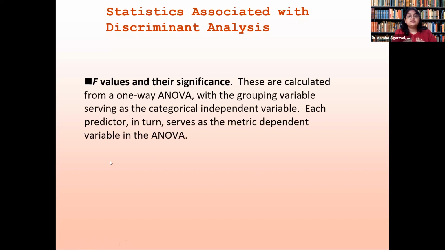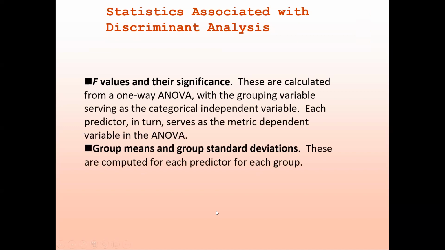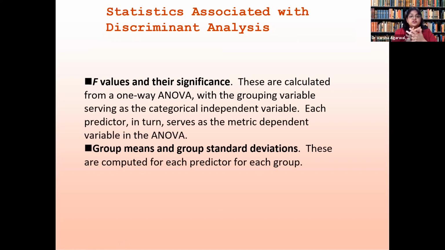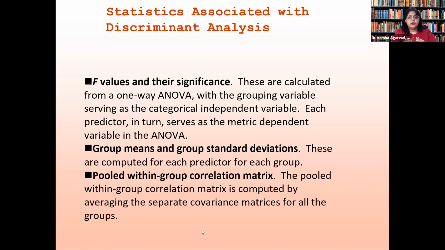So next is F value and their significance. So this is calculated from one-way ANOVA. Each predictor in turn will serve as a metric dependent variable in the ANOVA. F values, okay. Group names, group means and group standard deviation. So these are computed for each predictor for each group. So all these values automatically will be calculated when you are doing discriminant analysis. But our major focus is how many people are falling into which category and on what basis we are discriminating. So the classification matrix is important, discriminant score is important, okay, and D value is important.